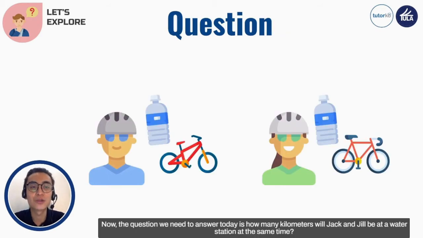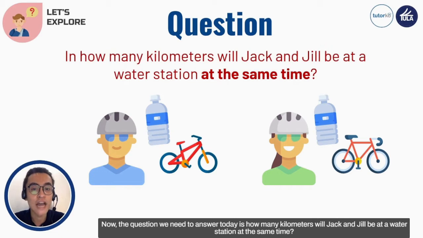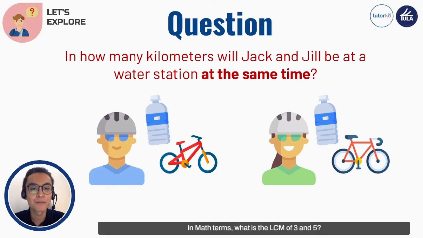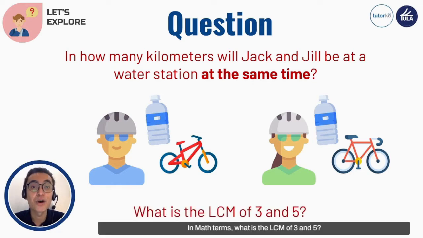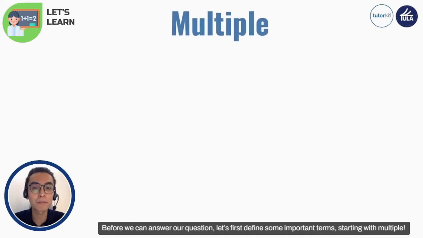Now, the question we need to answer today is, in how many kilometers will Jack and Jill be at a water station at the same time? In math terms, what is the LCM of 3 and 5? Before we can answer our question, let's first define some important terms, starting with multiple.